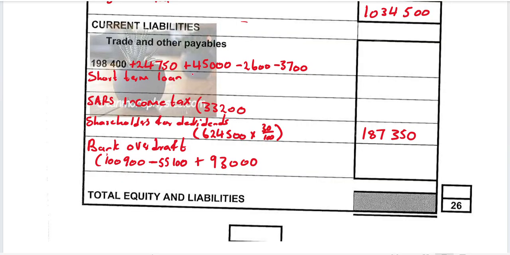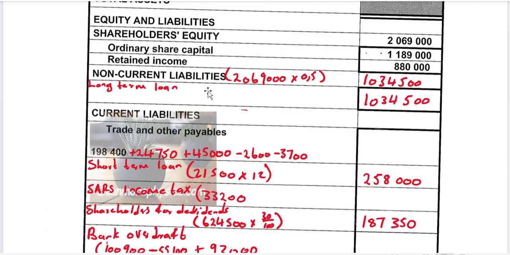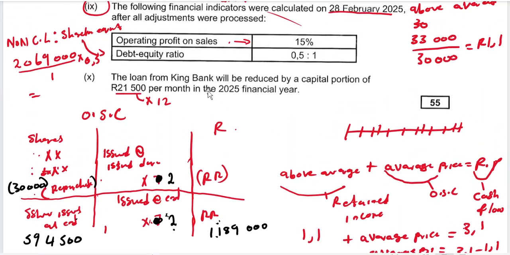Where do we have our short term loan here? 21,500 multiplied by 12, what do we get? You will get 258,123. Do you get me? So I think we are done with our adjustments. Yes, we're done. Let's circle it to show that we're done.